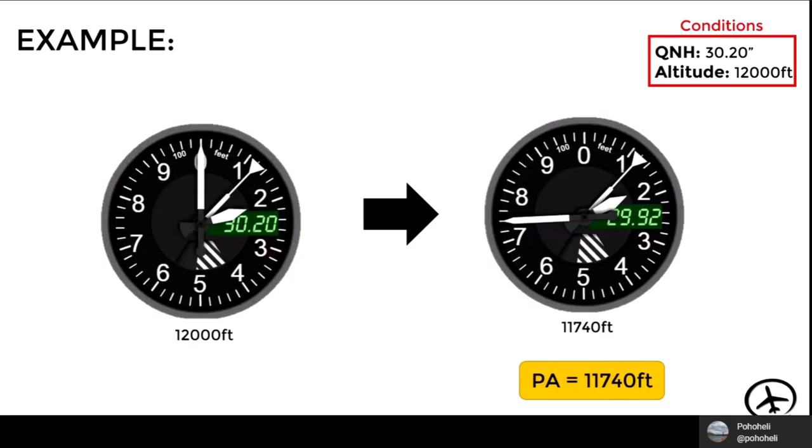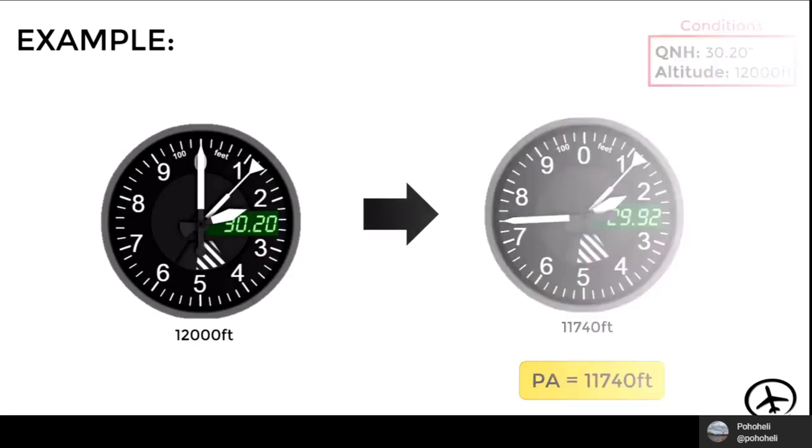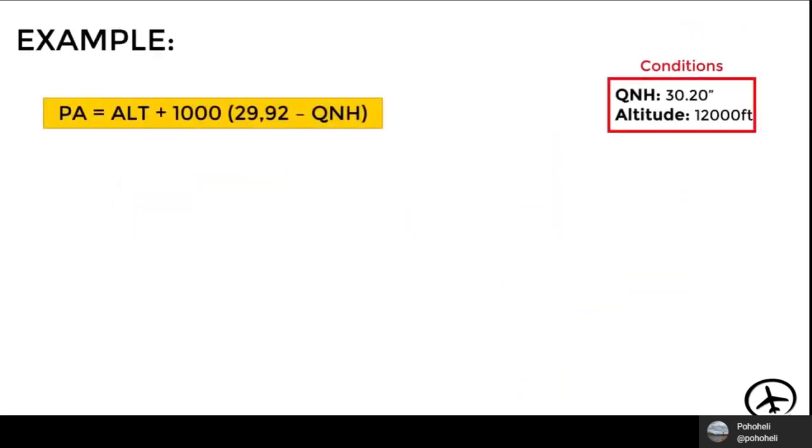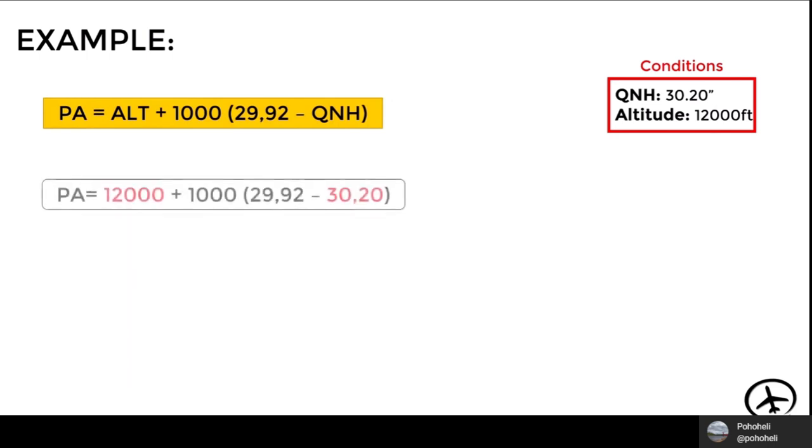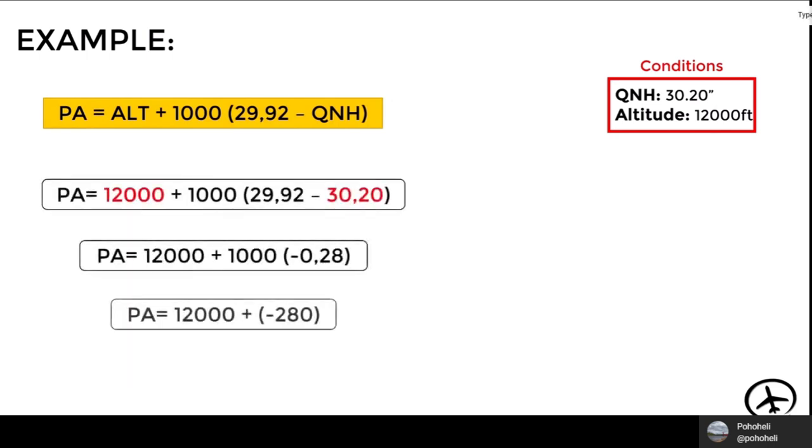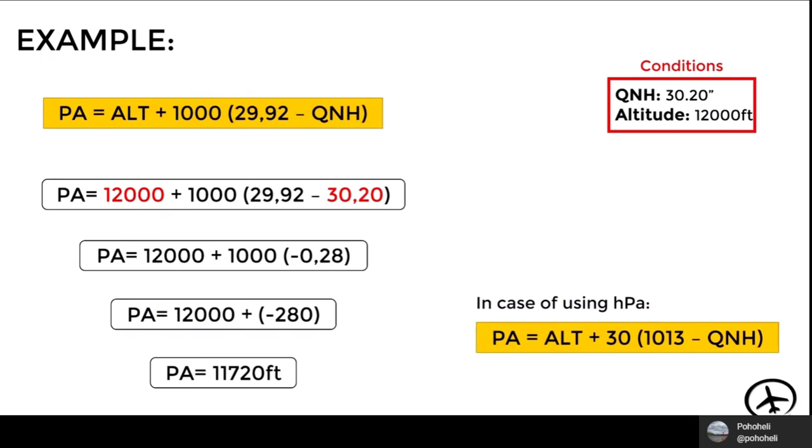Finally, let's see how to use the approximate formula using the same conditions. Here, we just have to replace the indicated altitude and the QNH in the formula and do the math, obtaining a pressure altitude of 11,720 feet. It is important to mention that this formula is applicable only when using inches of mercury. If the QNH is expressed in hectopascals, we can use this other modified formula.